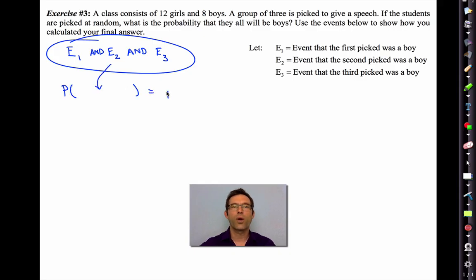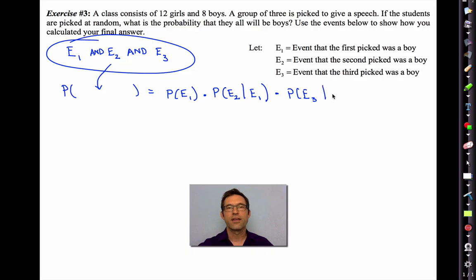Well, according to our conditional probability, I should take the probability that I got a boy on the first one and multiply it by the probability that I get a boy on the second one, given that I got a boy on the first one, and then multiply it by the probability that I get a boy on the third one, given that I got a boy on the first one and on the second one. All right? Got that? That's really it. Well, what's the probability I get a boy on the first person I pick? Well, there are 8 total boys out of 20 total students.